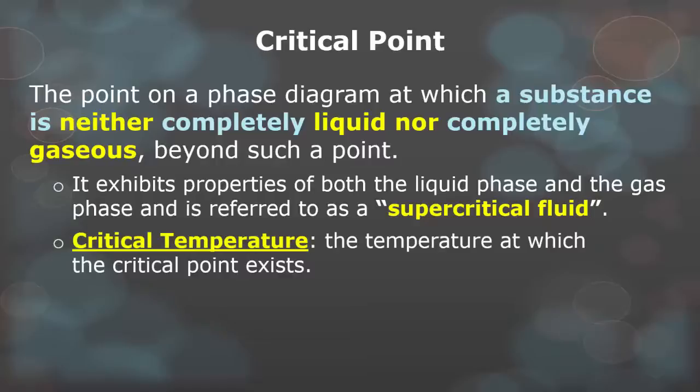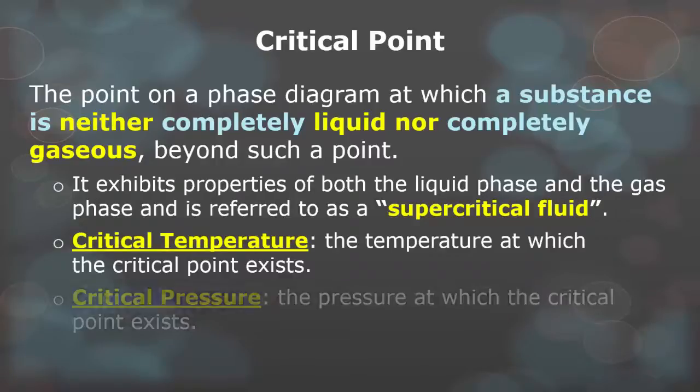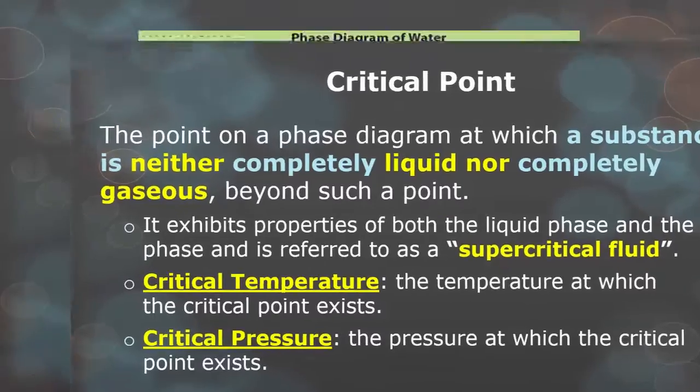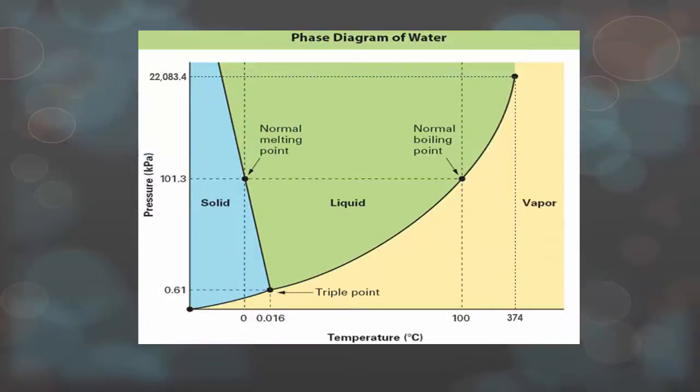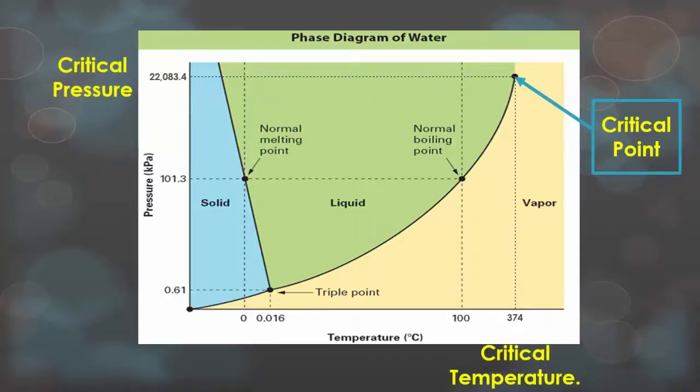Critical temperature is the temperature at which the critical point exists, and critical pressure is the pressure at which the critical point can exist. So when we look back at this phase diagram, and this one's for water, you'll see that at the critical point, we have a pressure and we have a temperature. Again, that's the critical pressure and the critical temperature. Water becomes a supercritical fluid at approximately 22,000 kilopascals when the temperature is held at 374 degrees Celsius.